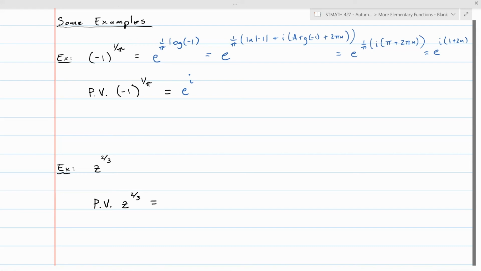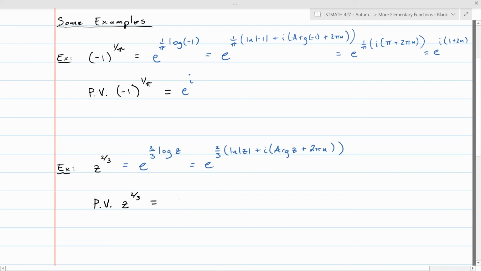Okay, z to the 2/3. Now, this is a power function with a rational exponent, so we could interpret this as just the third roots of z squared, but let's do it according to this newfangled way of doing things. So according to our definitions, this would be e to the 2/3 log z, and then we can write out what the log z is. That's e to the 2/3, and log z you can write as natural log absolute z plus i times the argument of z, the principal argument of z, plus 2 pi n, where n is an integer. And so if you want to take the principal value of this, you would just put in n equals 0.